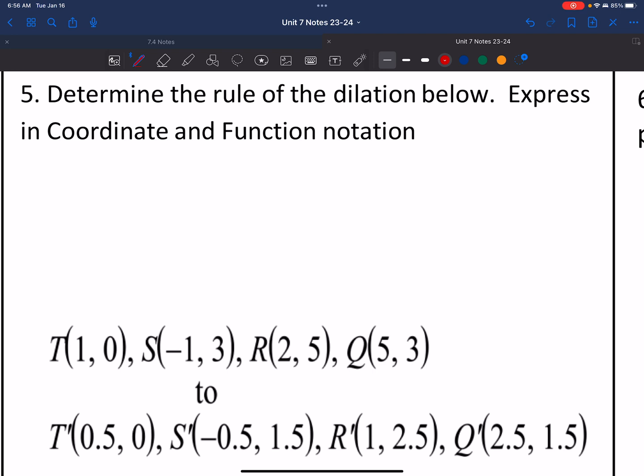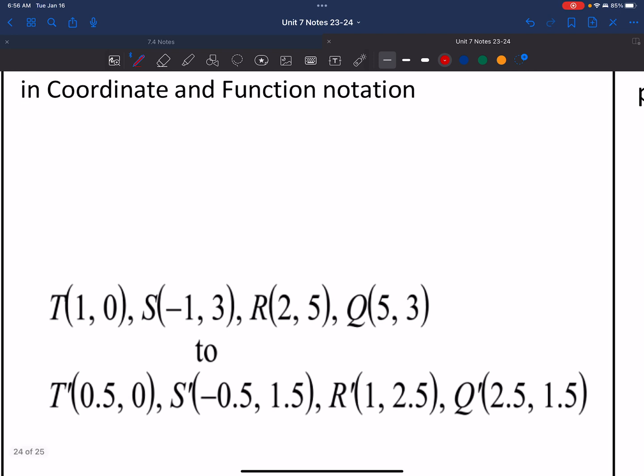Number 5 says, determine the rule of the dilation below, expressed in coordinate and function notation. So whenever you're given a pair of matching coordinate points, first figure out which one is your image and which one's your pre-image. So T is my pre-image. That's what I started with. T prime is my image. It's what I ended with. And so you just want to pick a pair of points that match with each other. So I'm matching T and T prime, and I'm going to look at the x values. So 1 and 0.5.